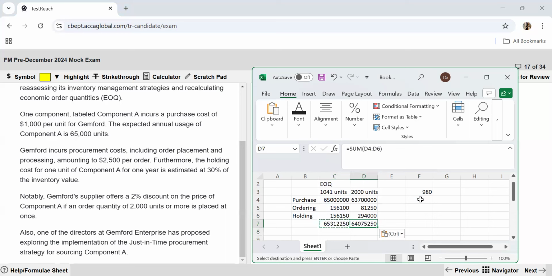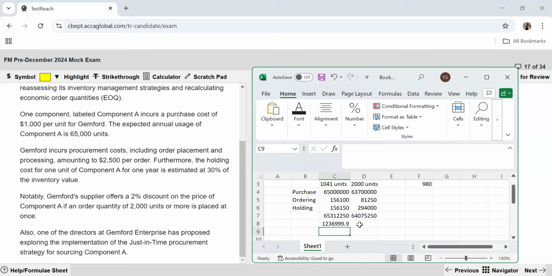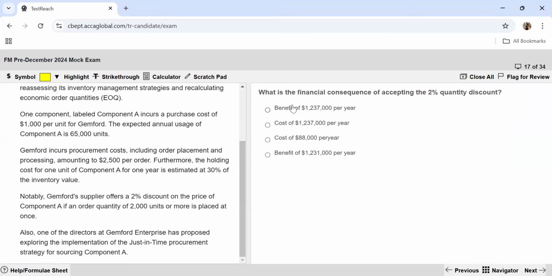How much is it going to cost us if we order each quantity? In the first scenario, it's going to cost us 65312250. In the second scenario, it's going to be 64075250. So we can draw a comparison. We can already see that the EOQ method seems expensive. So this minus this, that means we are going to get a saving of 1,237,000. So you get a benefit of 1,237,000 per year. So this is your final answer. Moving ahead to the next one now.